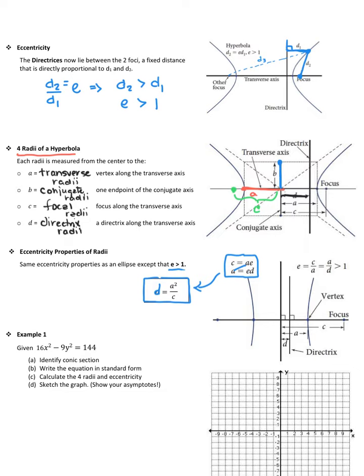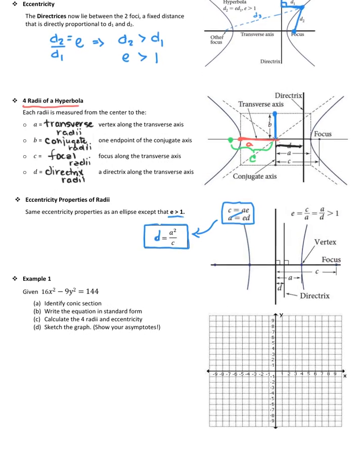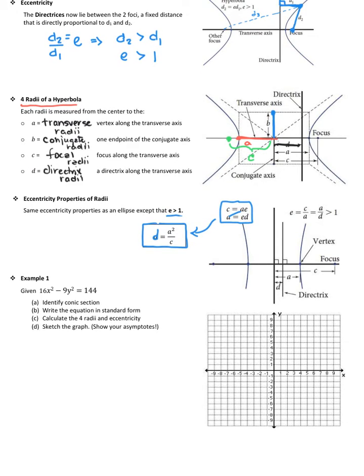So let's take a look at how we would use some of this. We have this example here, 16x squared minus 9y squared equals 144. The first thing that we want to do is put it into standard form, so that means we want to divide through by 144. So I'm going to have x squared over 9 minus y squared over 16 equals 1. When I divide through, 16 divided by 144 makes 9, and 9y squared divided by 144 is 16.